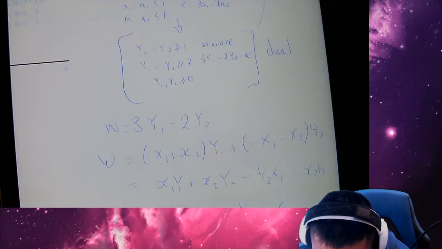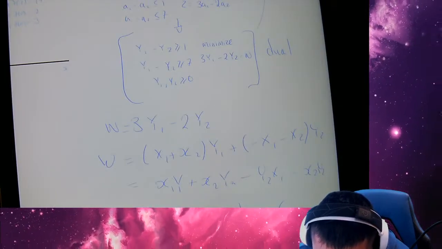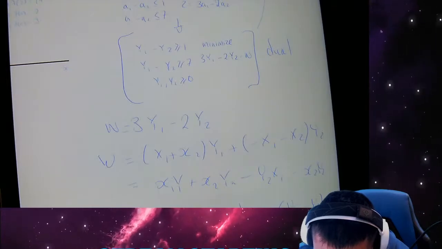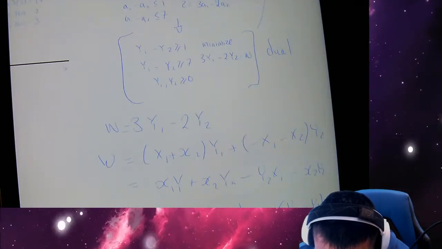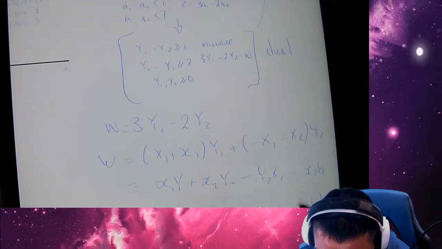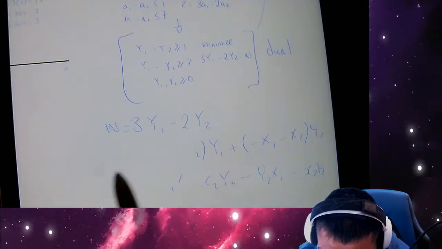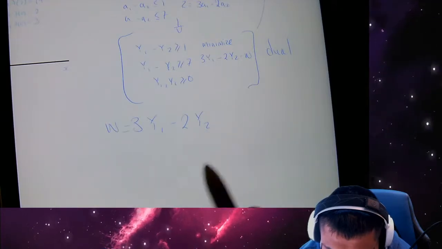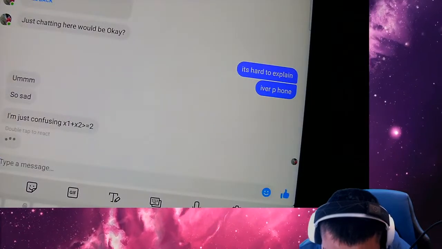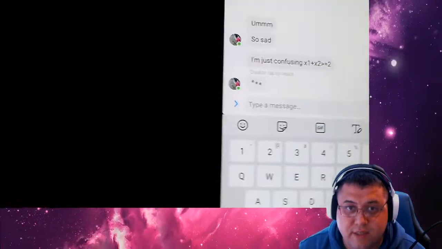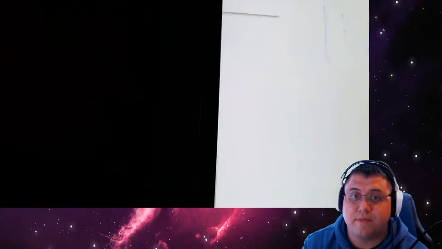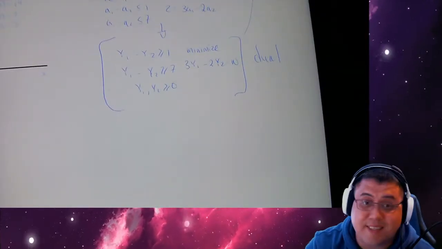Ooh, wait. Well, this is essentially going to give us 0. That's what we tried to do earlier, you silly goose. That won't work for us. So she's confusing the dual for the dual problem, which is problematic. So I just went over it.